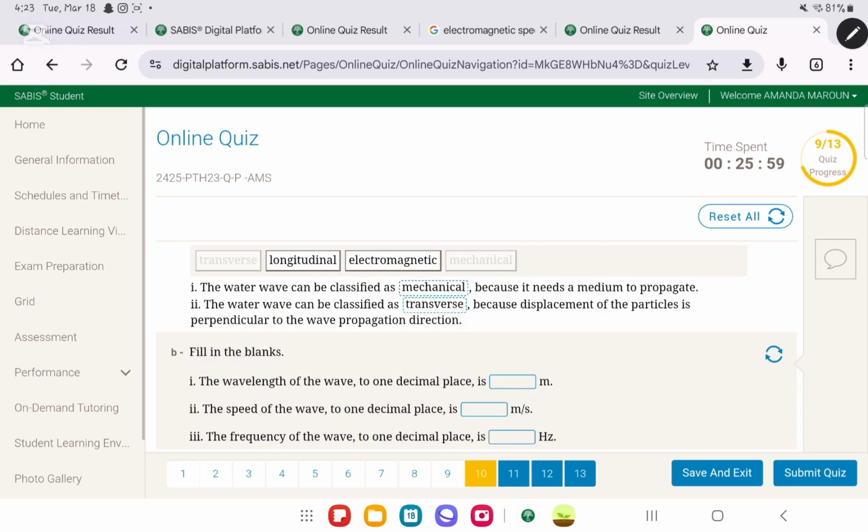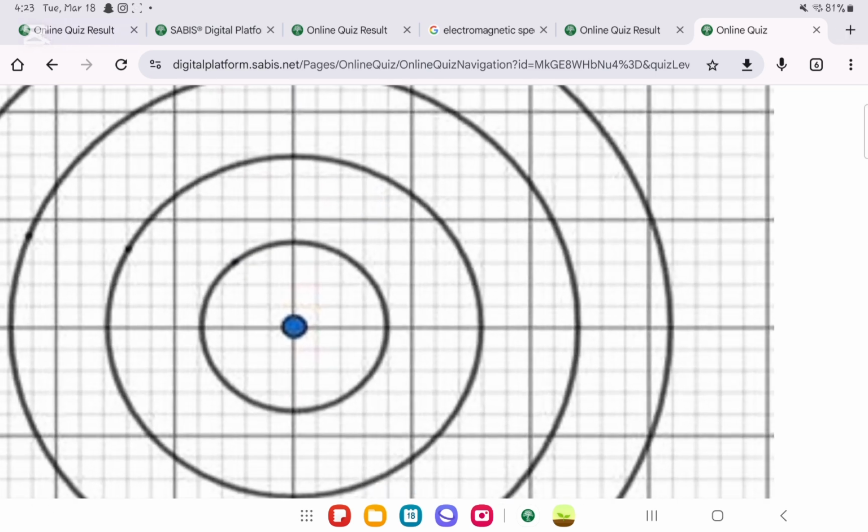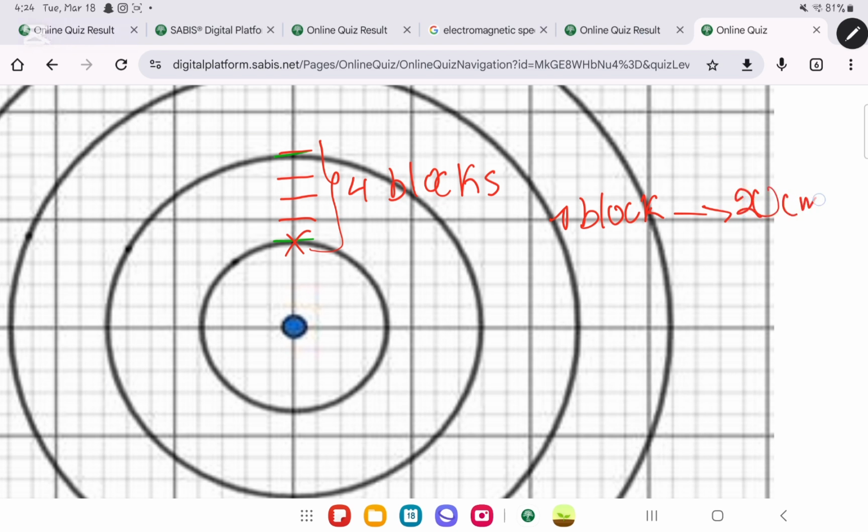Okay, now they need us to find the wavelength of one wave. To find the wavelength of one wave, what we're going to do is take, for example, from crest to crest. You could calculate a wave like this, and then you see how much is the distance between these two waves. So you always skip this one, and you go 1, 2, 3, 4. So the distance is 4 blocks, and we know that one block is 20 centimeters. So that means 4 blocks give us 80 centimeters.